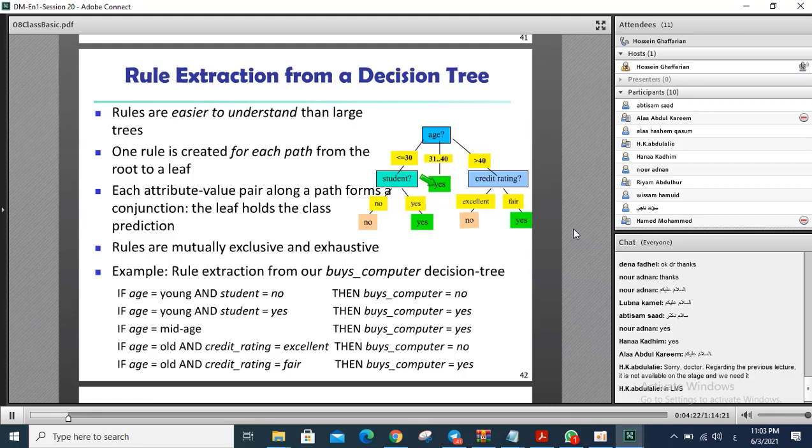For example, here we can say that if age is between 31 and 40, then the class label is yes, or if buys computers is yes. Okay, it's a simple rule. For example, if age is less than 30 and the student is yes, then the class label is yes.